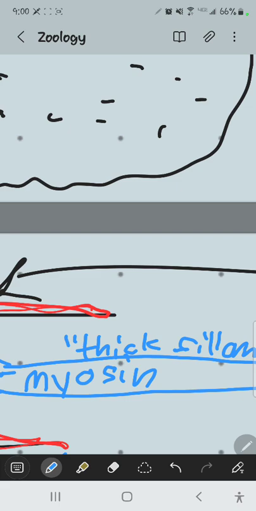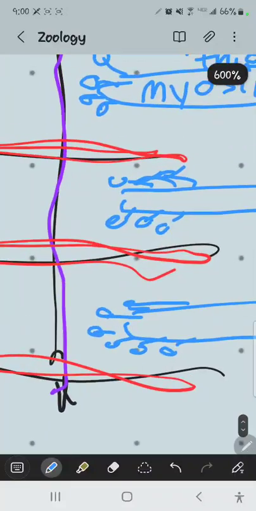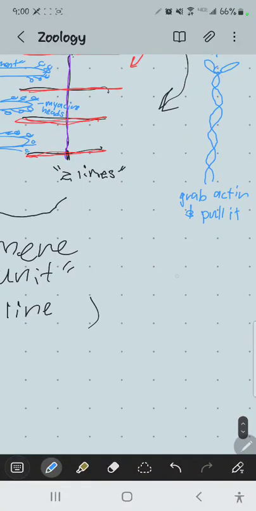So the myosin heads, when they branch over and grab onto the actin, it's called cross bridging. The myosin head grabs onto the actin with chemical bonds temporarily, and the myosin head pulls. So we have a very, very specific sequence of events that go on for muscle contraction.